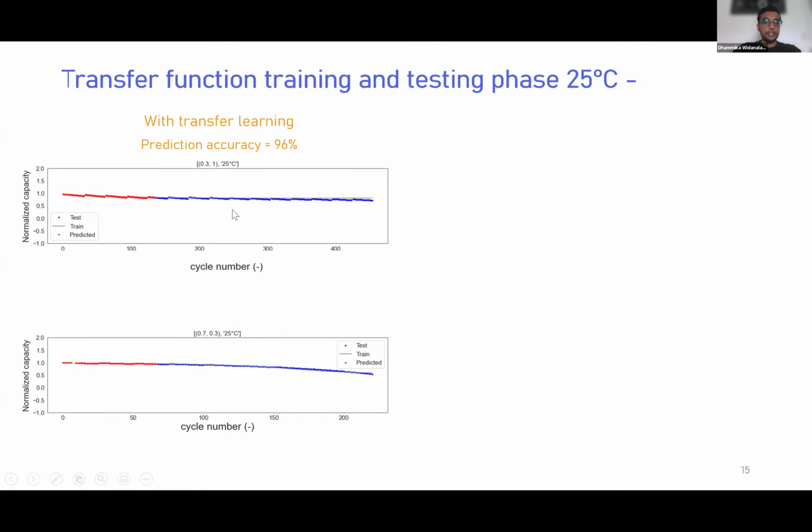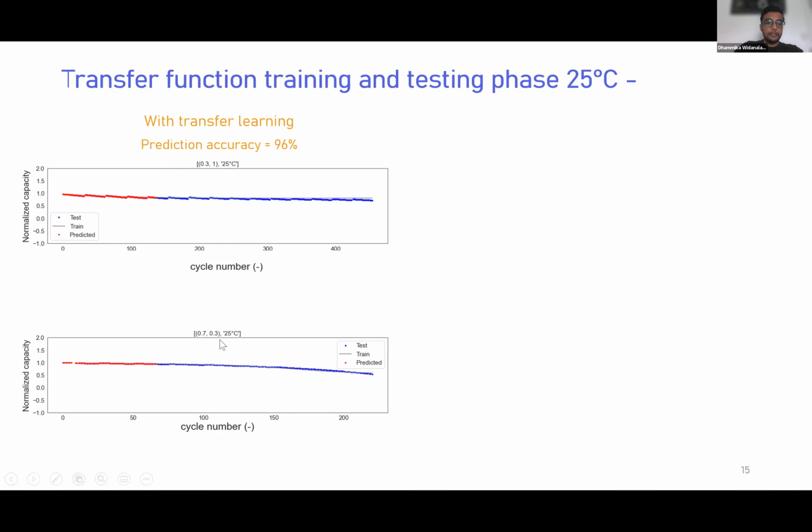So the first graph you're seeing at the top is a slow charge and a very, very mild discharge, 0.3C charge, 1C discharge. And the cell is, at the moment, the experiment is still ongoing. It's still sort of a linear behavior. So the transfer learning model did fairly well there, right? It wasn't a very difficult case.